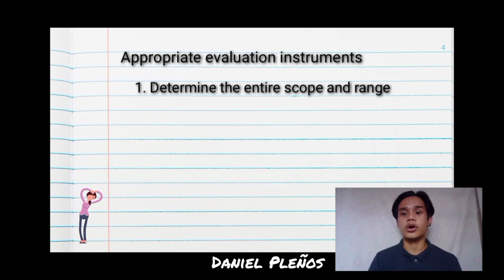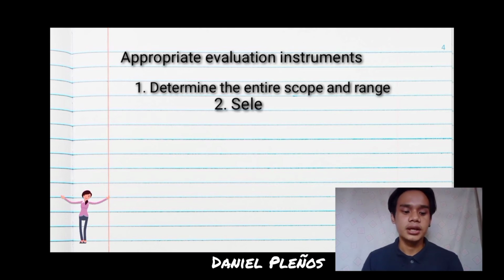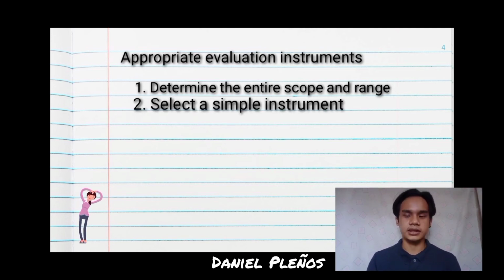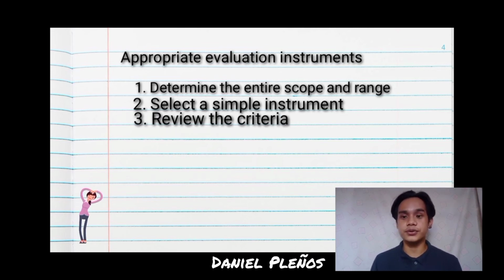Of course, you have to know or set a limitation of your evaluation. And then second, simply select a simple instrument. You can simply ask your participant by having a survey or multiple choice. And then third, review the criteria. Of course, you have to review your criteria. You can set your criteria for the evaluation you are doing.